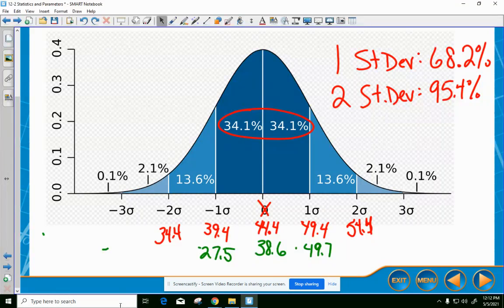Both of these are telling me the exact same information. I'm still getting 68.2% of all the information, but in the green, look how much more the span was than in the red. What does that tell me about these two classes? What does it tell me about the class in red?